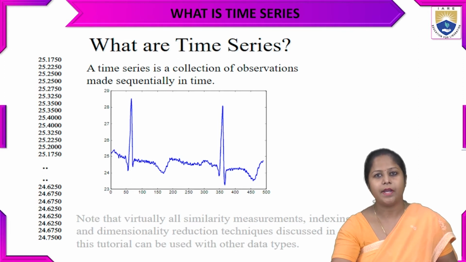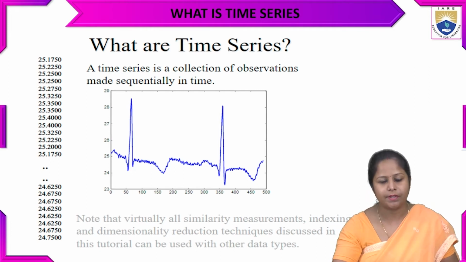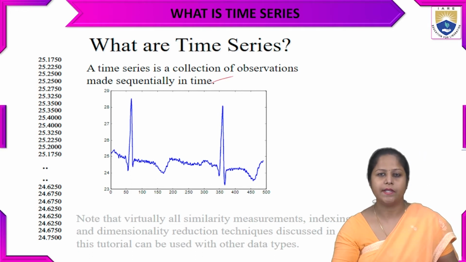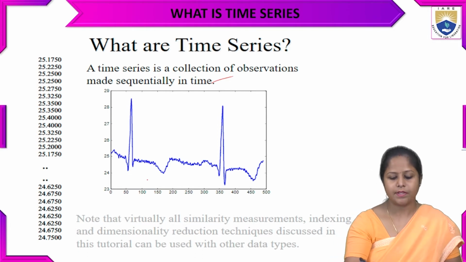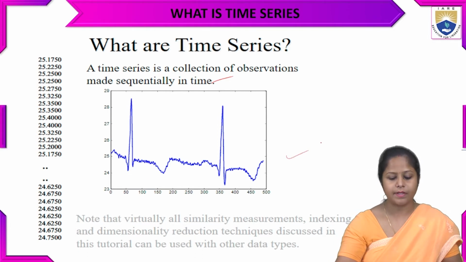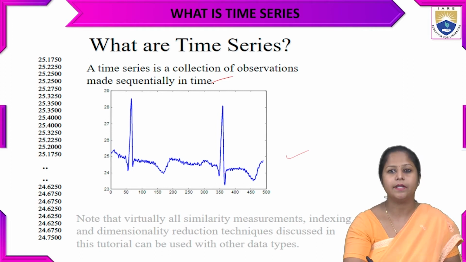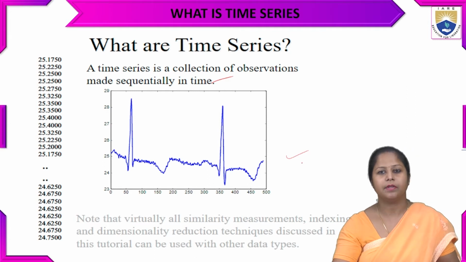So first question is what is time series? What are time series data? A time series is a collection of observations made sequentially in time. So this is a figure. In this we can see some trends. These are some trends, that is nothing but the time data, sequential time data. So a time series data is a collection of observations made sequentially within the time.